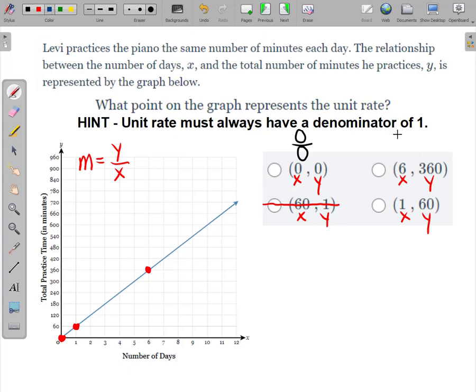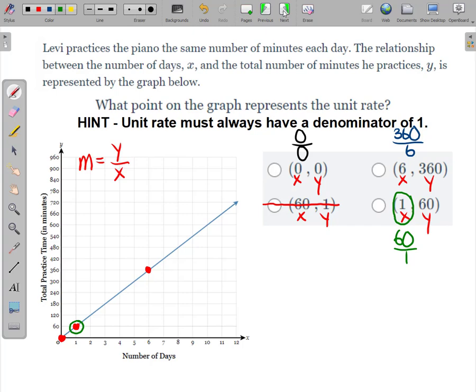Okay, let's switch over to blue. So this would be a rate of 360 over 6, and that's wrong because I have to have a denominator of 1. And then finally over here to green, our last one, 1 comma 60 would be 60 over 1. So obviously this is the correct answer. So a key thing, since we need a denominator of 1, we're really simply looking for wherever the x value is 1. So right here, that's going to be this point that we're after, because my x value is 1. So one day, I'm going to be practicing 60 minutes.